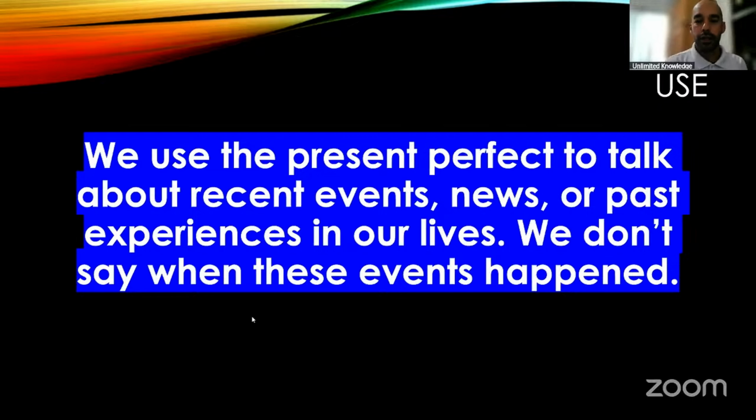So things that we're going to use to talk about present perfect, we're going to talk about any recent events that have happened to us, maybe some news that we need to report, something interesting has happened in our life and it has a connection with the present, or maybe just some past experiences that we've had. And the interesting thing about present perfect is that we don't say exactly when these things happen. We're going to use some different time references when we use the present perfect.